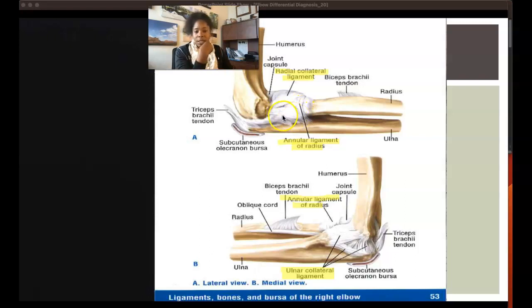And then we have this ligament here. This is known as the radial ulnar collateral ligament. Say that again, right, Dr.